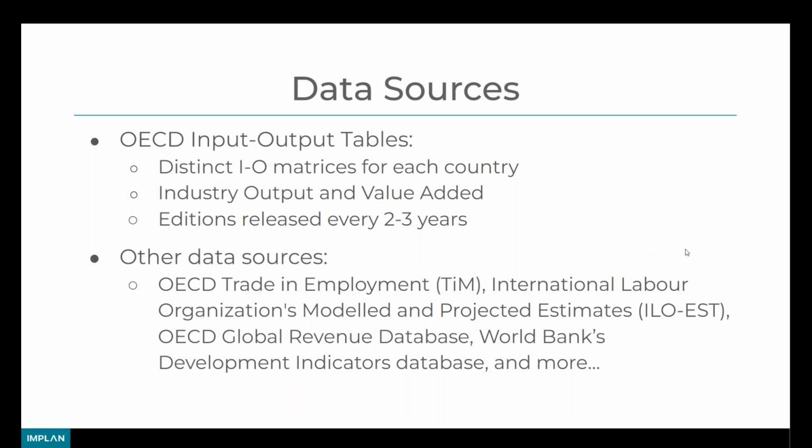The OECD input-output tables form the backbone of the international product. It provides distinct input-output matrices for each country. It also provides industry output, industry value added, and final demand for each industry by institution. New editions of data are released from the OECD every 2 to 3 years, with each edition containing national IO tables for multiple years. There is, of course, a lag in data availability, such that the most recent edition released from the OECD, the 2023 edition, contains data up to 2020.